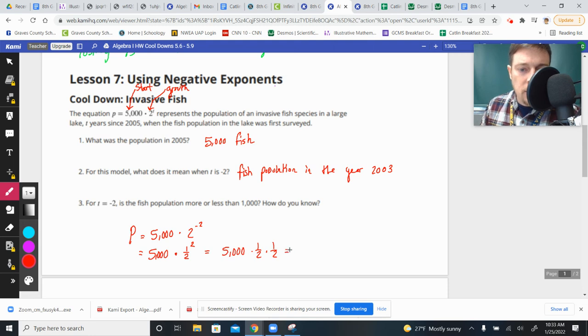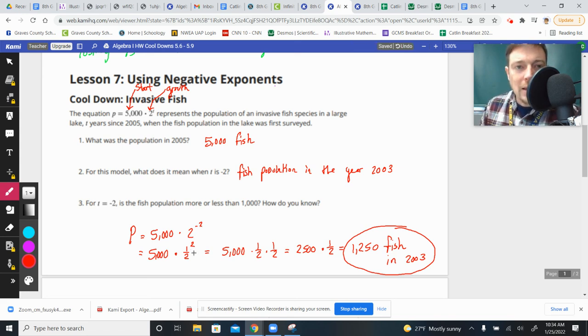Now, half of 5,000 once is 2,500. And if we do half times 2,500, we get the answer here, which is 1,250. So we would expect there to be 1,250 fish in that lake 2 years prior to 2005, in 2003. And that's our answer for number 3, using negative exponents, their reciprocals as bases, to find out what going back in time would be equal to for a growth factor of 2.